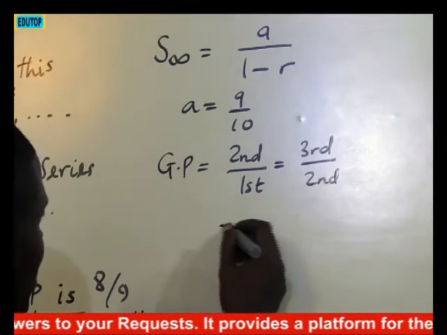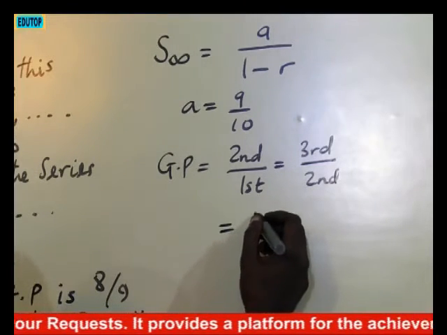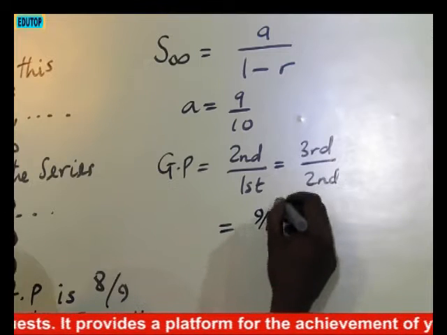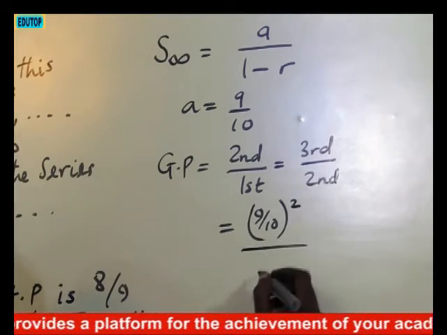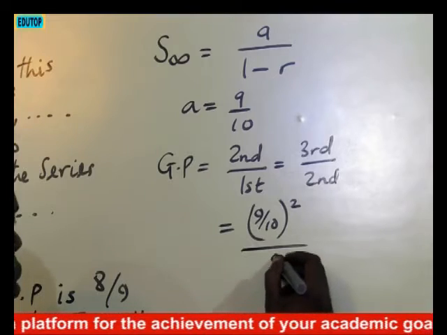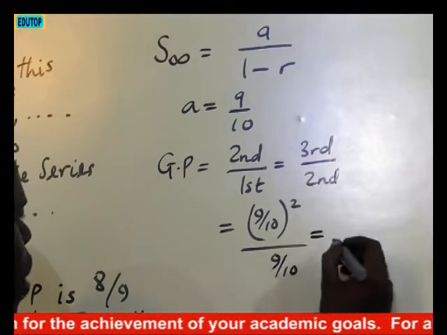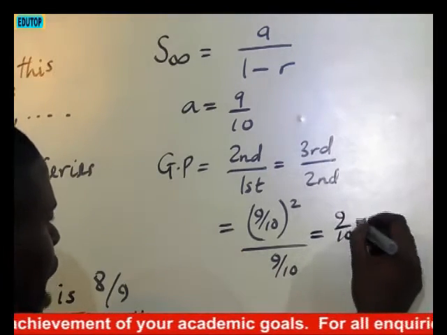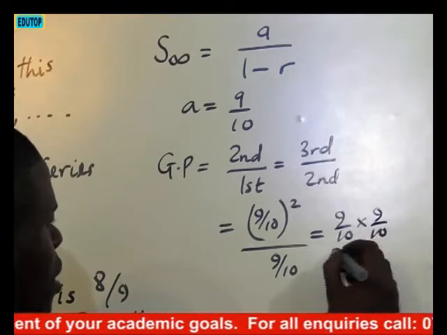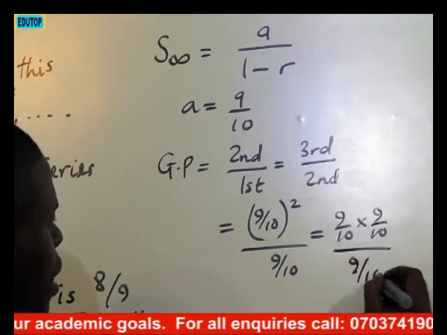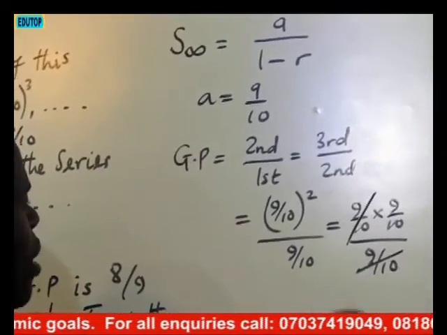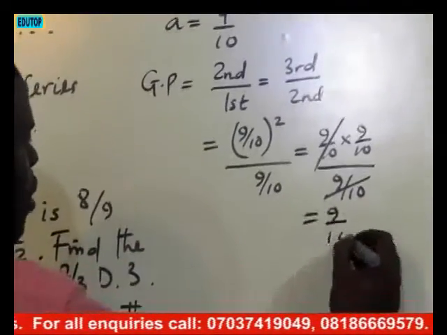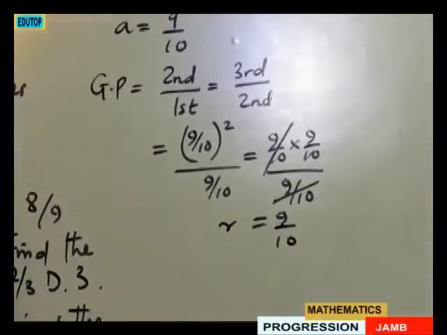So we are saying that 9 over 10 all squared, divided by the first term, which is 9 over 10. In this situation, we have 9 over 10 times another 9 over 10, divided by 9 over 10. So 9 over 10 can cancel one 9 over 10, and then we have 9 over 10. So this is our common ratio.